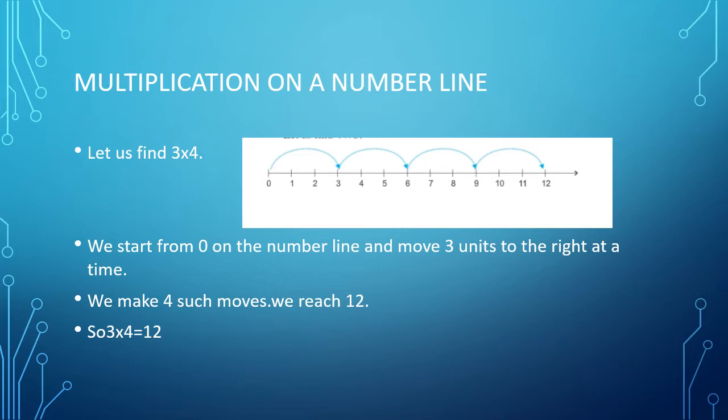Multiplication on a number line. Let us find 3 multiplied by 4. Here we start from 0 on the number line and move 3 units to the right at a time. We make 4 such moves. We reach the point 12. So 3 multiplied by 4 is equal to 12.